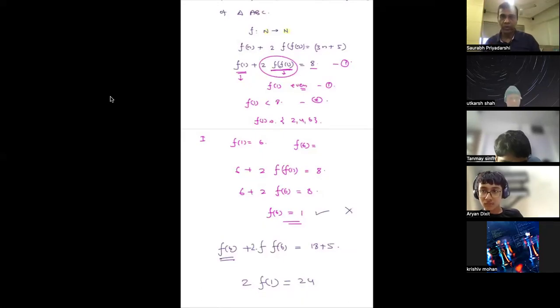So the first claim is not working on this, right? So the second one, f1 is equal to 4. Twice of f1 is equal to f4 is equal to 2, right? Good, good, good. Not satisfying?